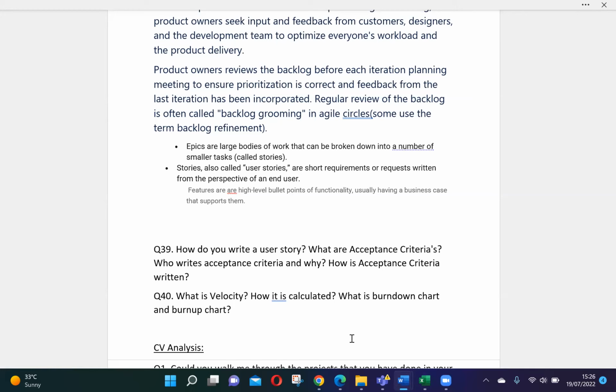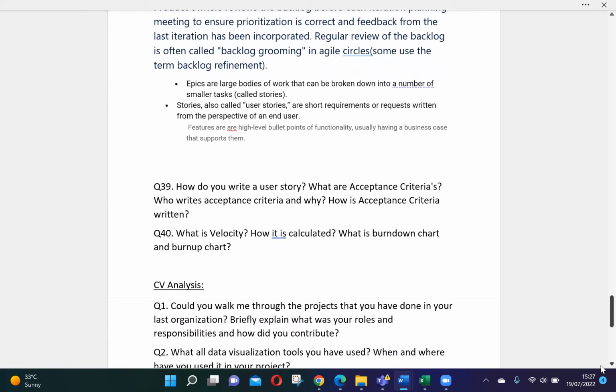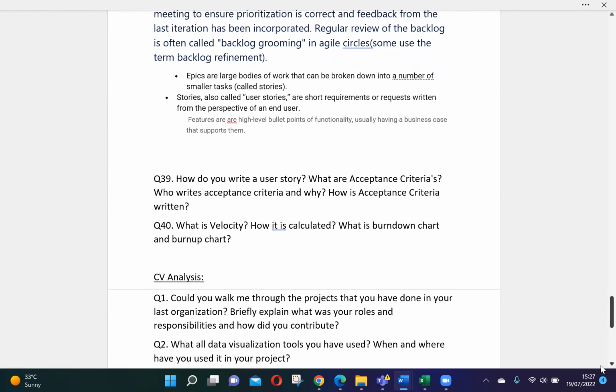How do you write a user story? That is already covered. Who writes the acceptance criteria and how is it written? I already explained, the product owner writes the acceptance criteria. Why? In order to accept the user story, or in order to find out when the user story will be considered as completed, and for testing purposes. That is why we write the acceptance criteria.